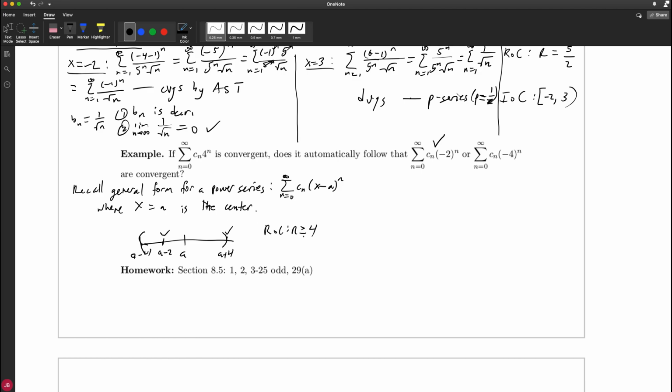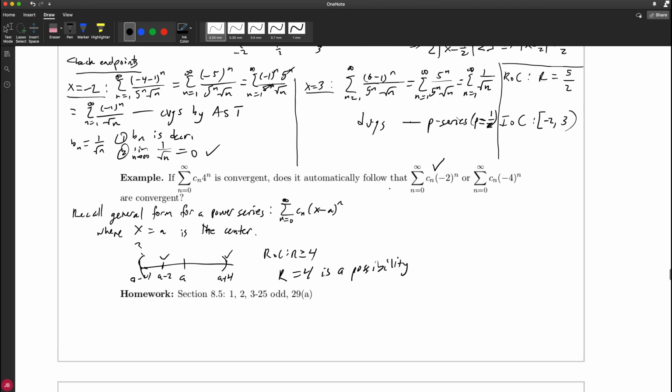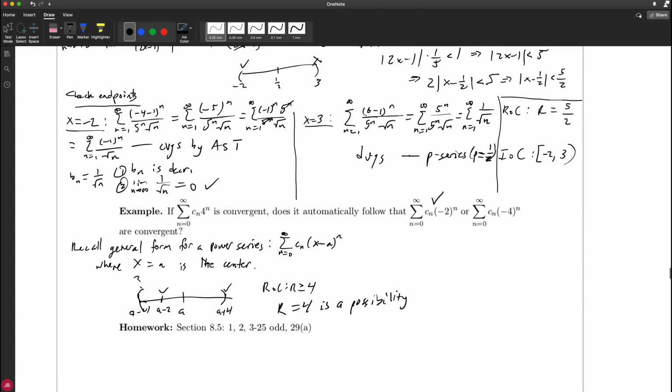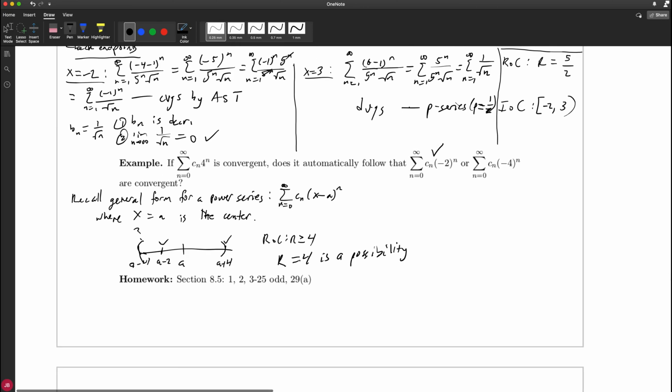But r dead on equal to 4 could be a possibility, in which case it's possible that this left endpoint doesn't work, but the right endpoint does. And we've seen this many times, right? I mean, look at the last one we did. One of the endpoints worked and one of the endpoints didn't, right? And I don't have enough information. So for this one, I can't conclude anything, right? I can't conclude that it converges. It doesn't automatically follow that it converges. I don't have enough information to conclude that.